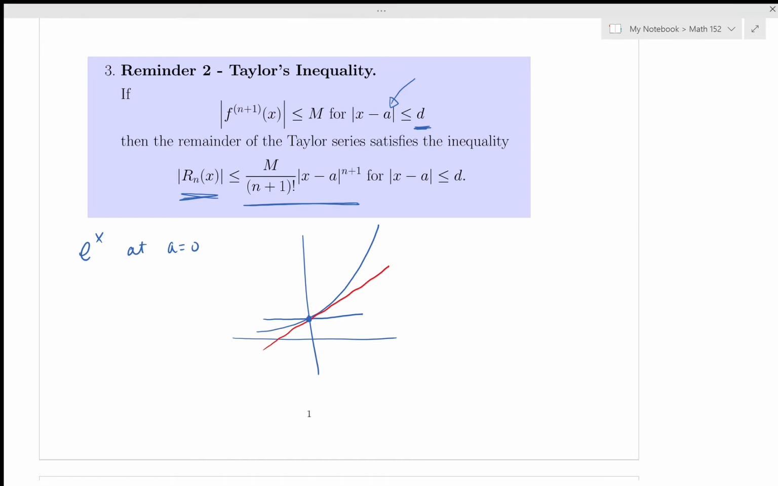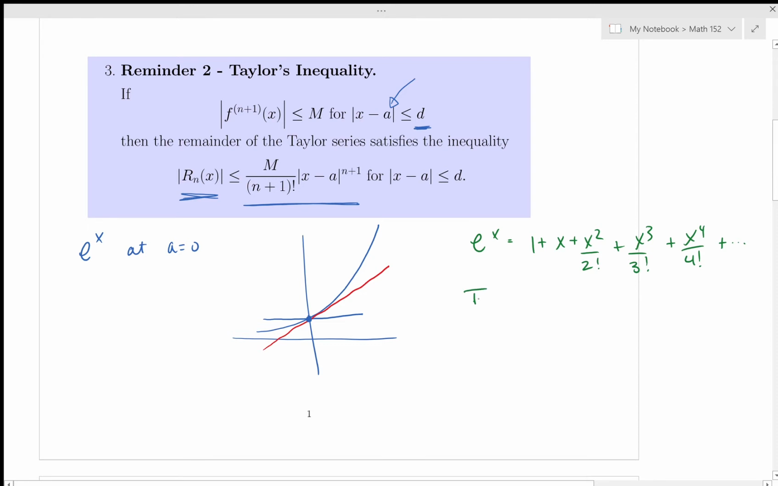Let's just write out what e to the x is. The Taylor series of e to the x at x equals 0 looks like this. We've seen this already: 1 plus x plus x squared over 2 factorial plus x cubed over 3 factorial plus x to the 4 over 4 factorial plus dot, dot, dot. If I were to take the T0 approximation, that's going to be 1. That is this line right here. That is a constant. If I was going to take the T1 approximation, it would look like this, 1 plus x. That is right here, T1 of x.